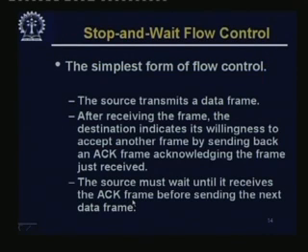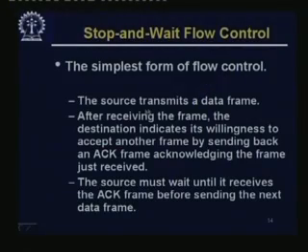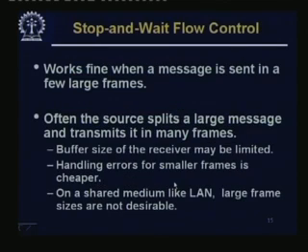So, one way of seeing this is the same stop and wait flow control. Just as we use stop and wait for error control, similarly stop and wait can be used for flow control. It is the same thing. This is the simplest form of flow control. The source transmits a data frame. After receiving the frame, the destination indicates its willingness to accept another frame by sending back an ACK frame, acknowledging the frame it just received. The source must wait until it receives the ACK frame before sending the next data frame.